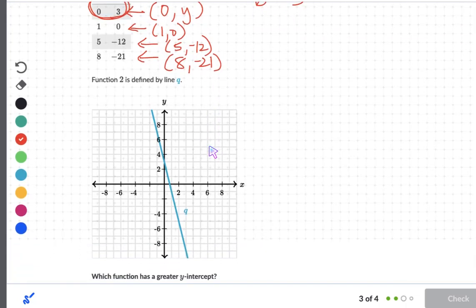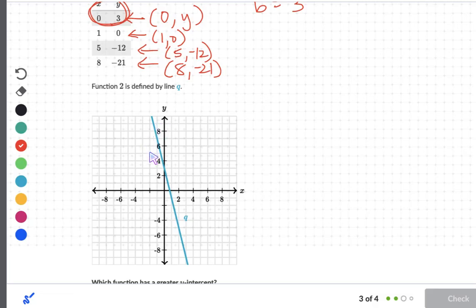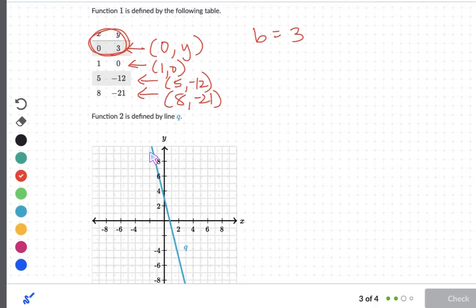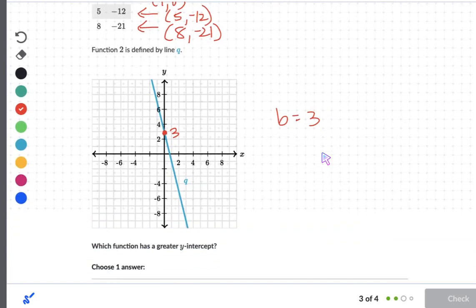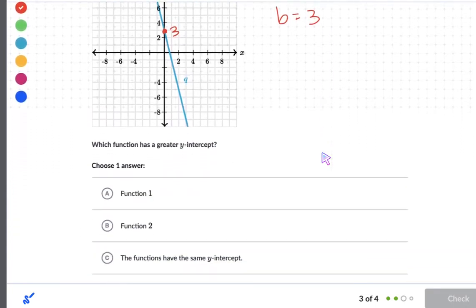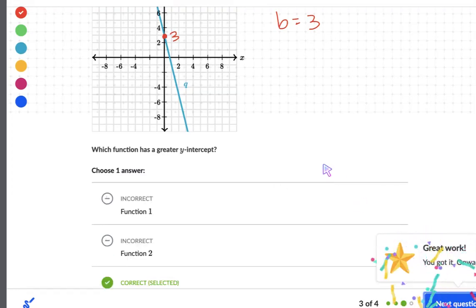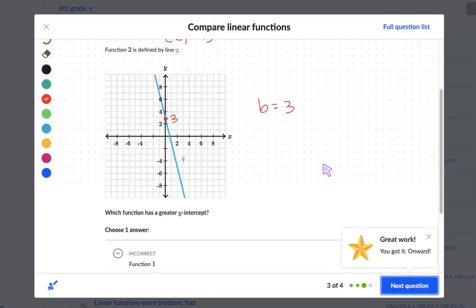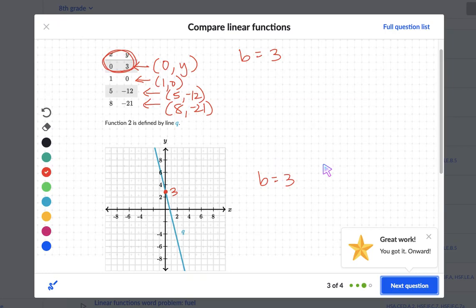For function 2, we'll need to see where it intersects with the y-axis. So that'll be this point right here. It's not 4, it's not 2, it's 3. So we're comparing b equals 3 to b equals 3. It looks like they have the same y-intercept. And that is a choice. So that was correct. Both of them had the same y-intercept. They both started at 3.